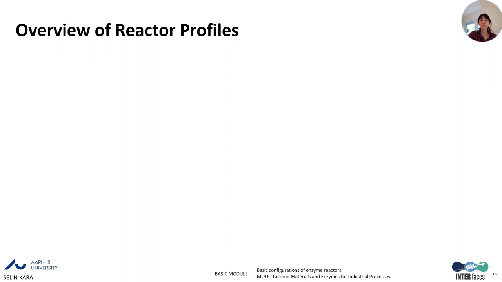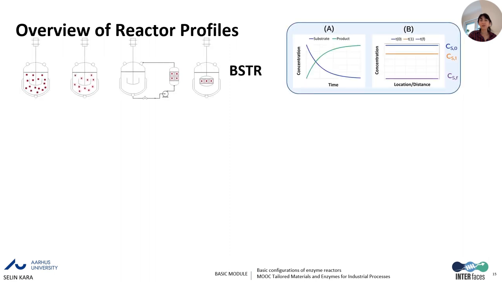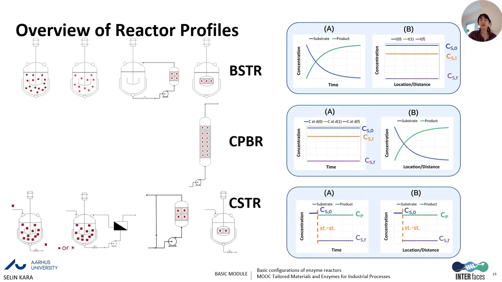Now, to summarize the profiles of different configurations that we learned for a BSTR, for a CPBR and CSTR. So these configurations that we already learned depend on the enzyme form that we use, and the reactor profiles A and B are important for characteristics of each ideal reactor. So to summarize, the concentration time profile, the figure A of a BSTR, is an analog of figure B of CPBR, the concentration location distance profile. On the other hand, the figure B that we see here, the concentration location distance of BSTR, is analog of the figure A concentration time of CPBR.